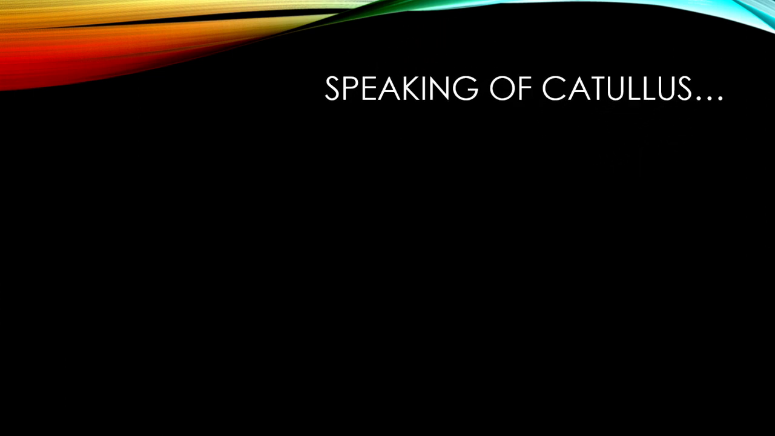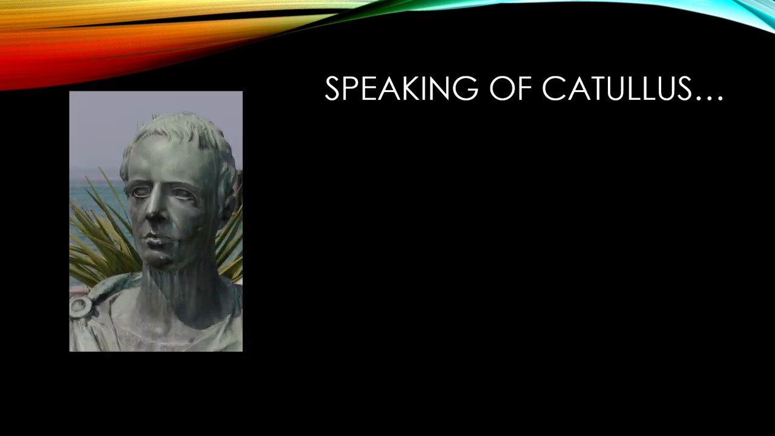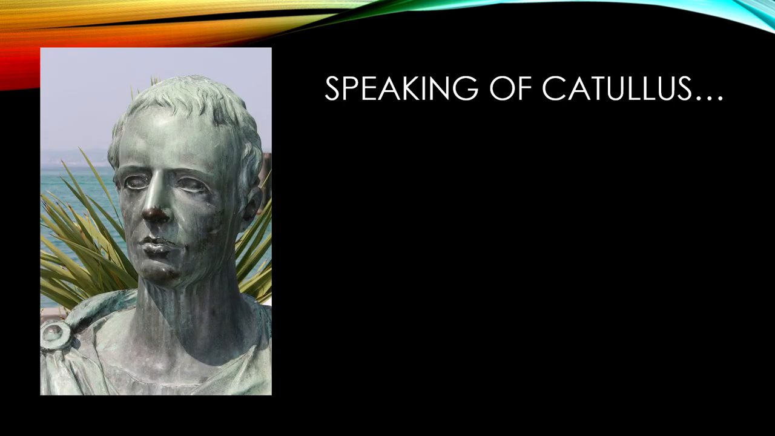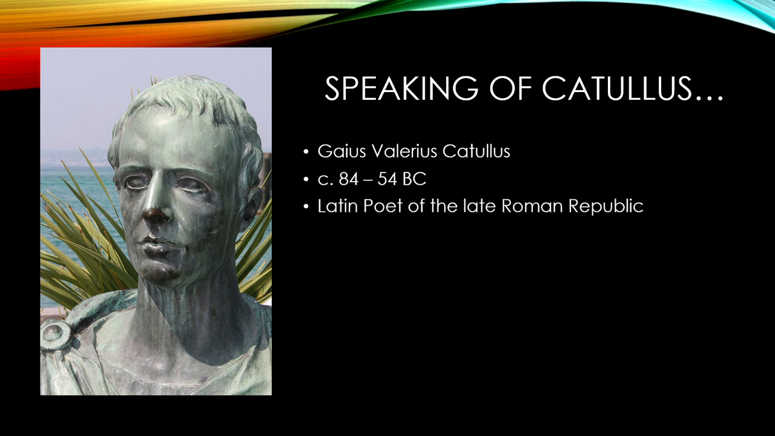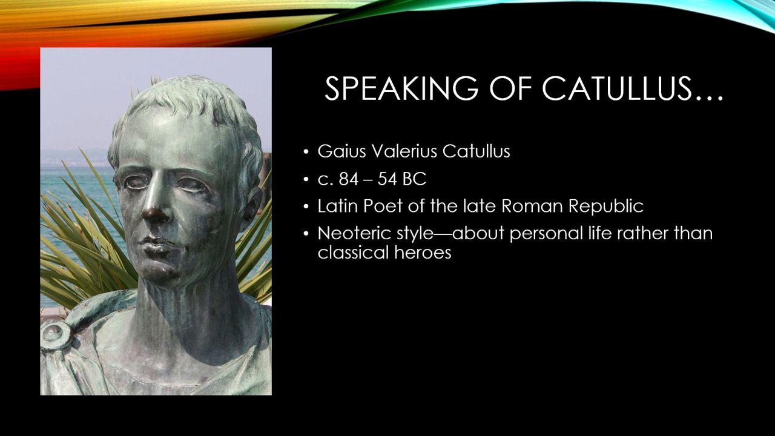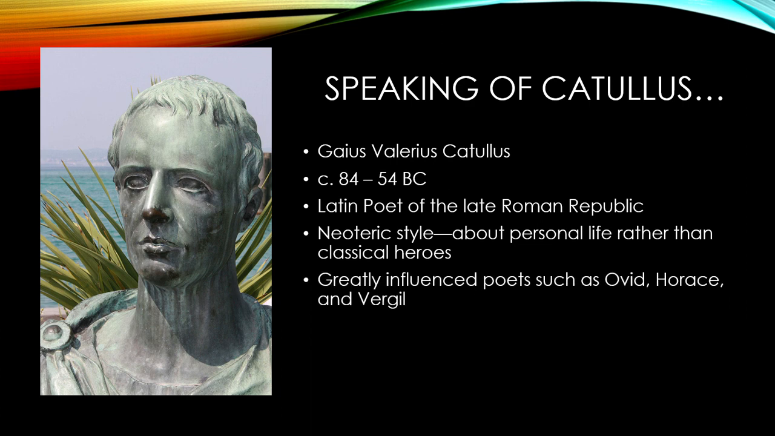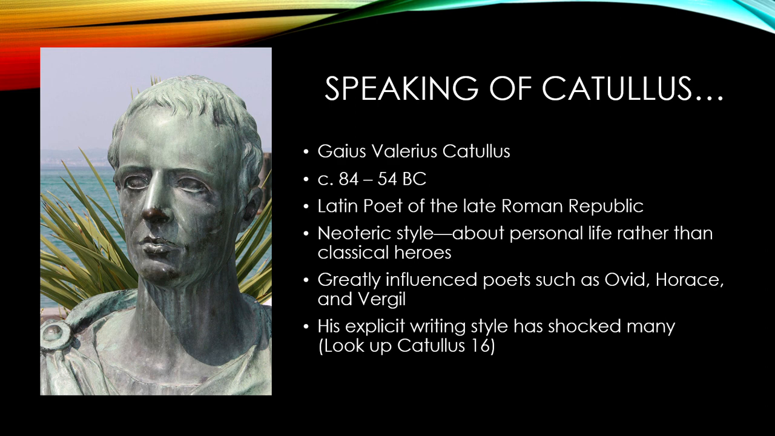Finally, each video, I will give you a little information about the author of the passage on your worksheet, or important figures in these passages. This week's passage was written by Catullus, or Gaius Valerius Catullus is his full Latin name. Catullus lived between 84 and 54 BC, and was a Latin poet of the Roman Republic. He was one of the first poets to write about his personal life rather than classical heroes in his poetry. This new style of poetry was called Neoteric. Catullus was a great influence on the later Augustan poets Ovid, Horace, and Virgil. He is well known for his explicit writing style. If you want a good example of this, check out Catullus 16.